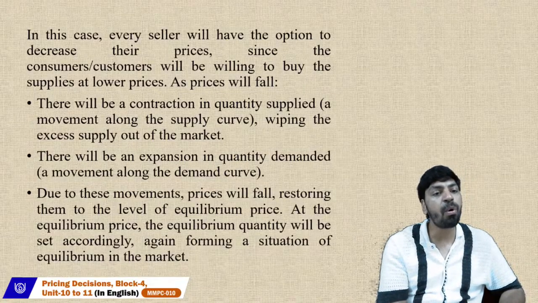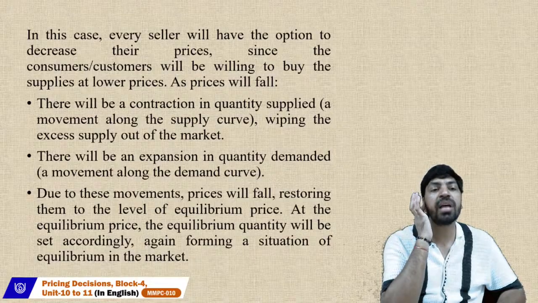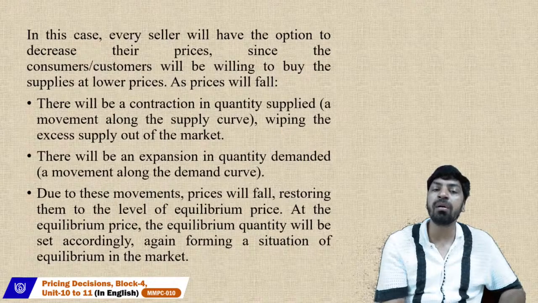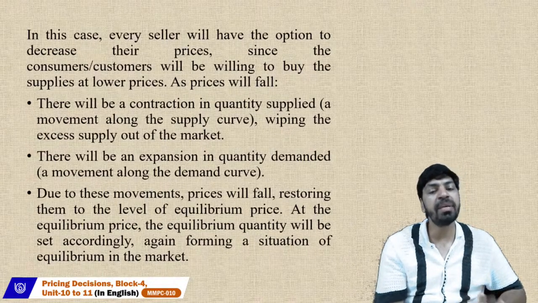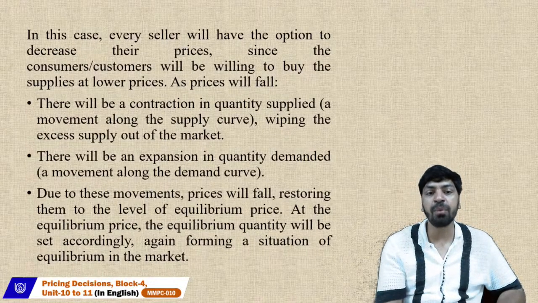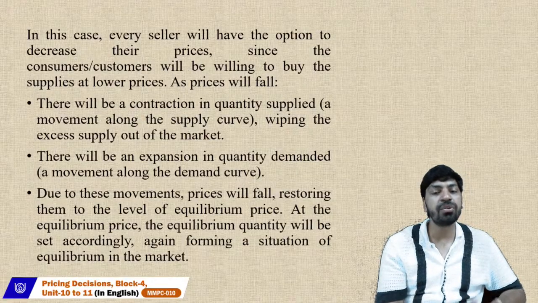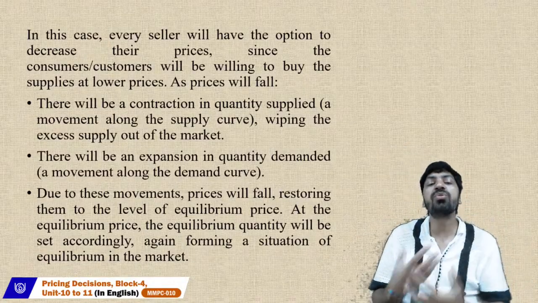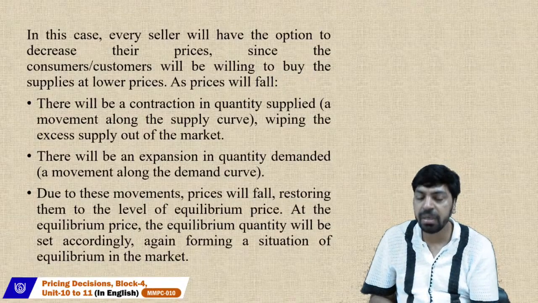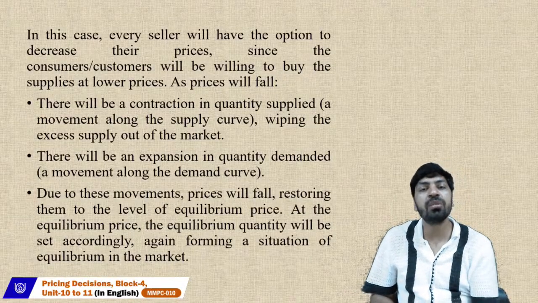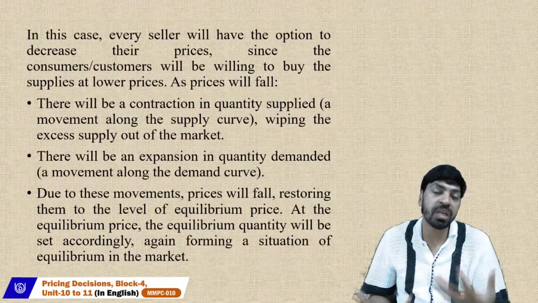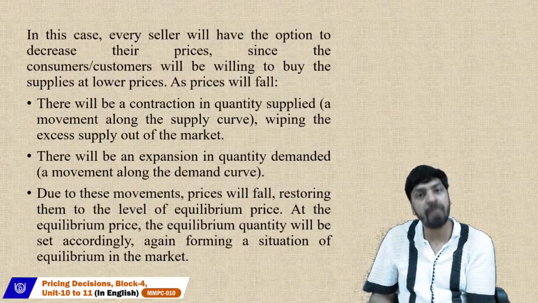And as price falls, two main situations arise. There will be a contraction in the quantity supplied, a movement along the supply curve, and there will be an expansion in the quantity demanded, a movement along the demand curve. Due to this movement, as prices fall, we get back to a level of equilibrium. At the equilibrium price, the equilibrium quantity will be set accordingly so that we reach market equilibrium.